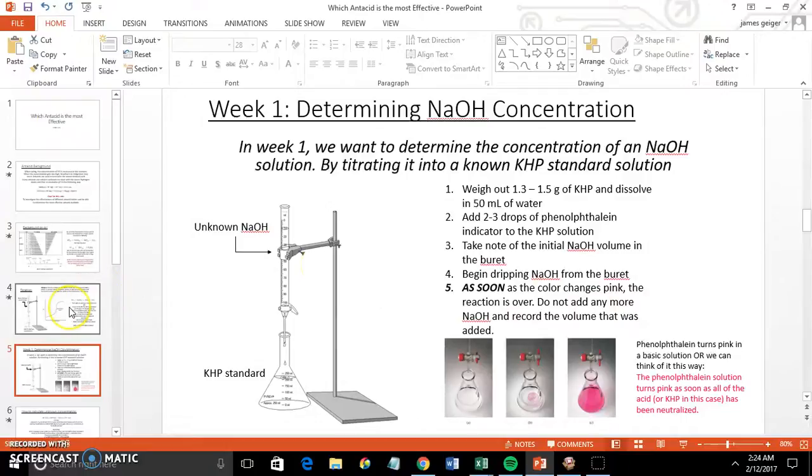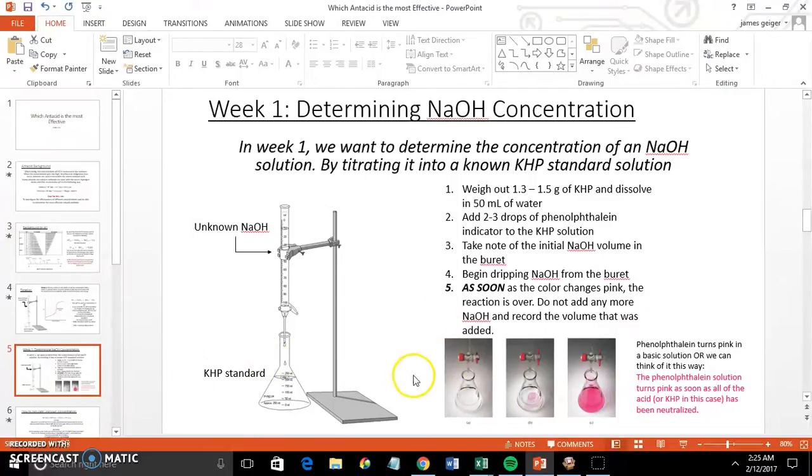Remember, the phenolphthalein is going to turn pink in a basic solution, right? Or the way we can think about it is that the phenolphthalein solution turns pink as soon as all of the KHP, or the acid, but it's KHP in this case, has been neutralized. So as soon as all of this has been used up, it turns pink, and you see this color going right here. Right? You can kind of see it slowly change in this one over here.